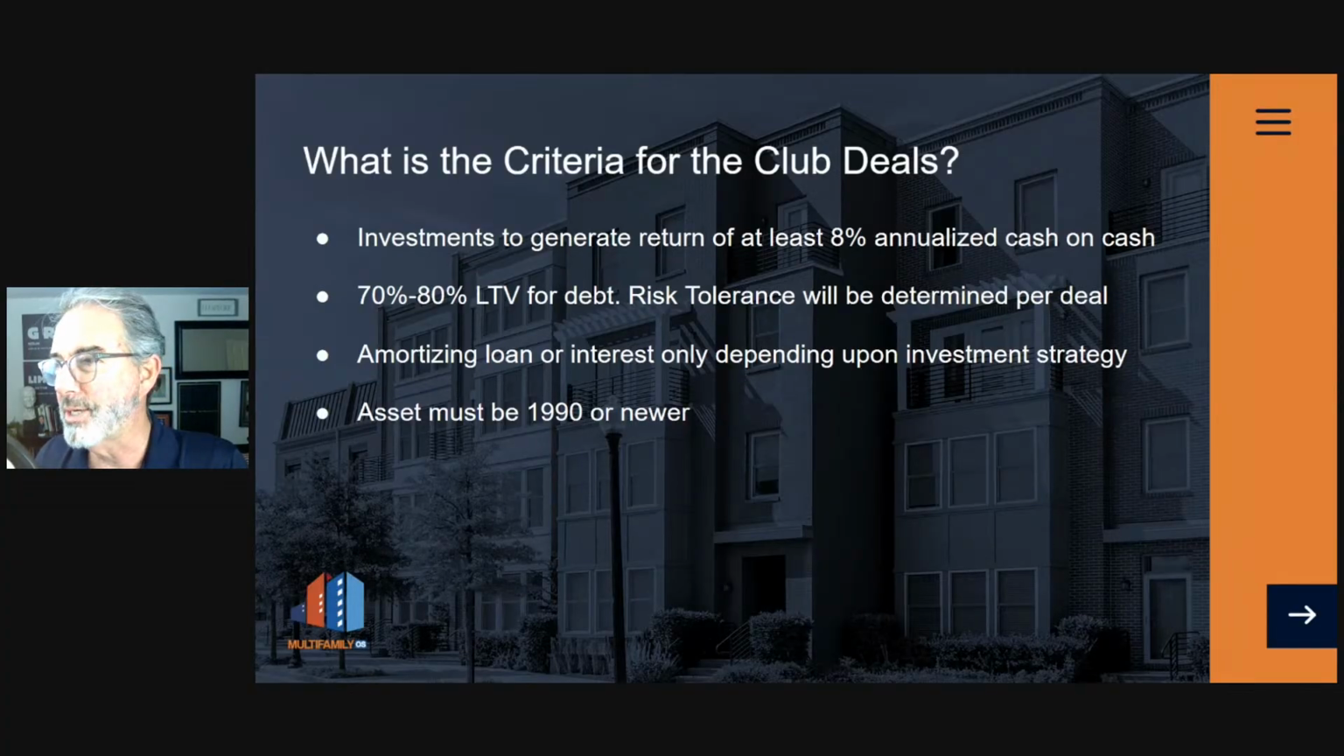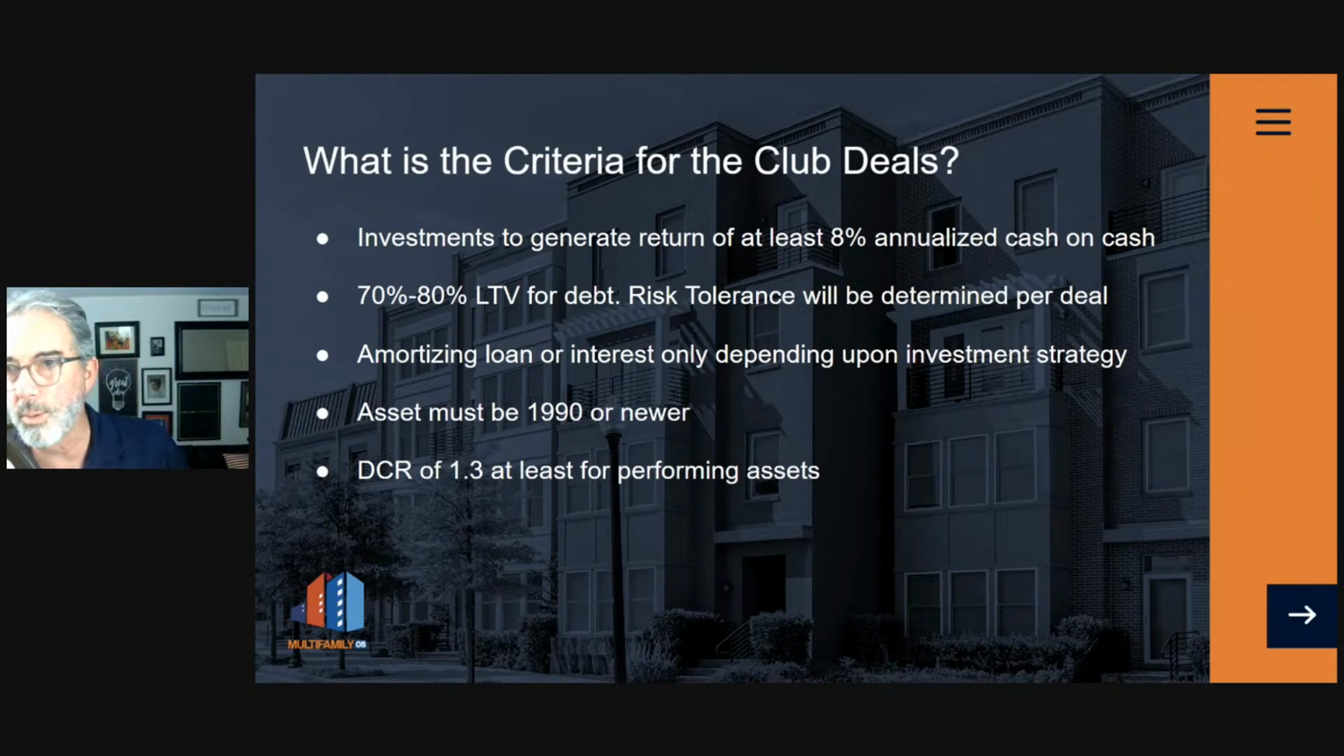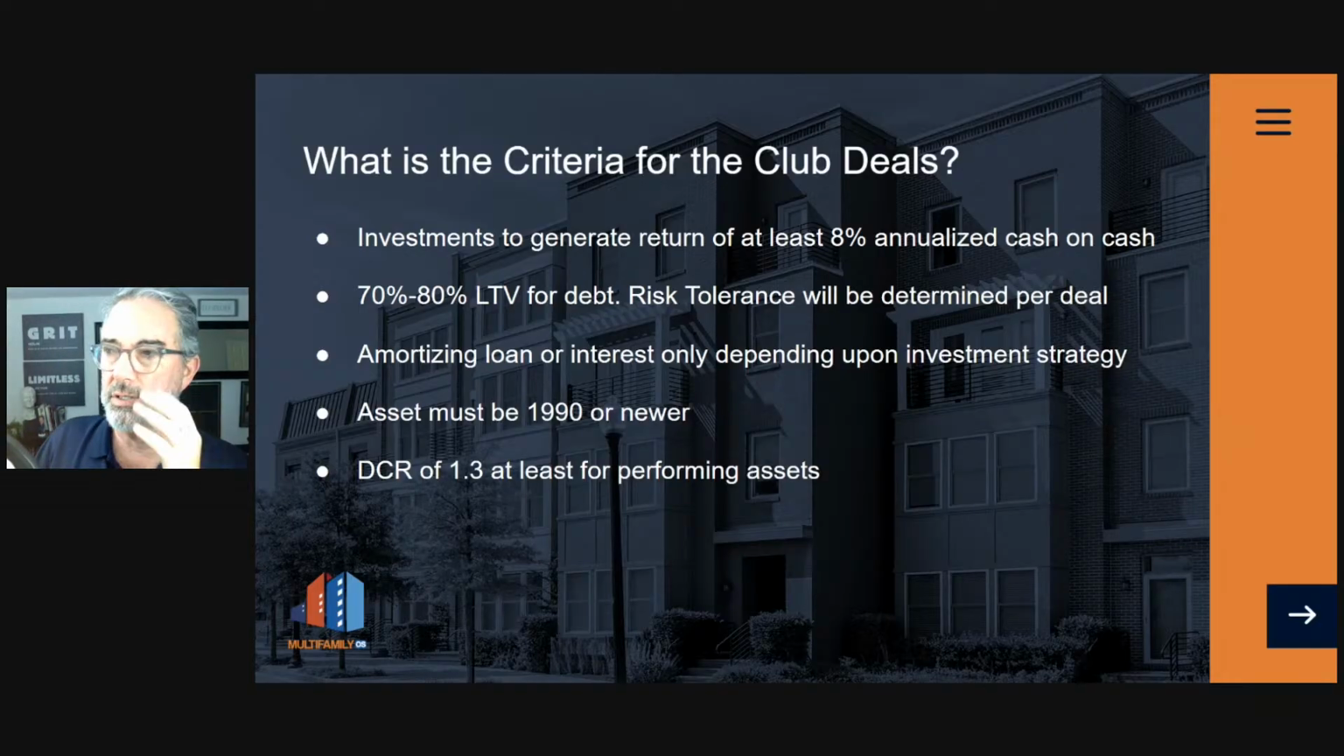We're looking for properties 1990 or newer. We're not looking for 1960s construction. Debt coverage ratio has to be at least 1.3 for performing assets. Obviously, if it's a non-performing asset or bridge loan, we're not going to be looking at the debt coverage ratio.